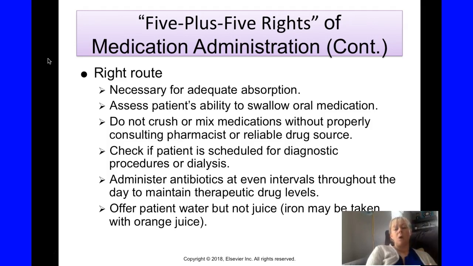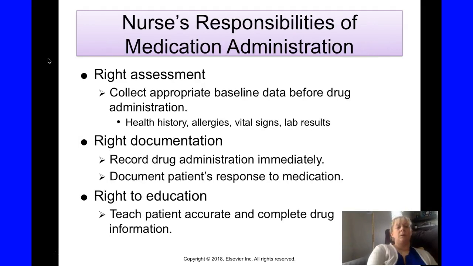And then give them water. The only thing with juice is a lot of medications may interact with it. Not necessarily interact, but maybe their absorption won't be as good. So iron can be taken with orange juice, but just keep it at water. And make sure that you know their allergies and health history, get to know them.